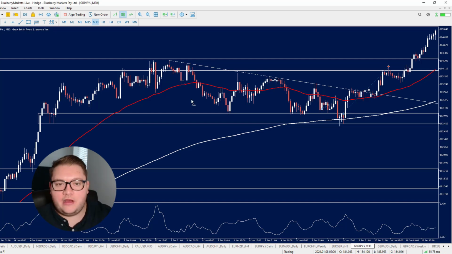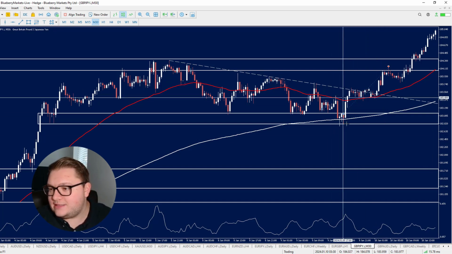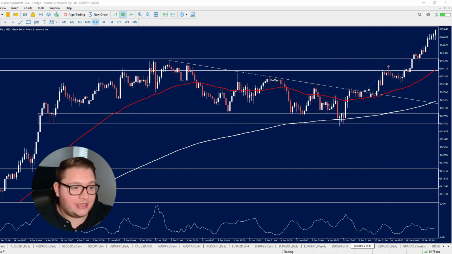So you can see here I'm on the pound yen chart. I'm on the 30-minute time frame. I entered a couple of positions in here, which again I explained on the live stream. So if you want to go back and watch that video, you can do, but I'm going to explain what happened here. So I actually got long twice in this market.